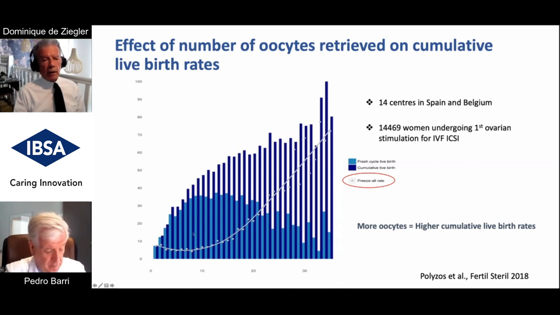And this curve here, I hope that you can actually see this, is the freeze-all approach, which is now followed by lots of groups. In our case, we actually do 65 to 70% freeze-all.